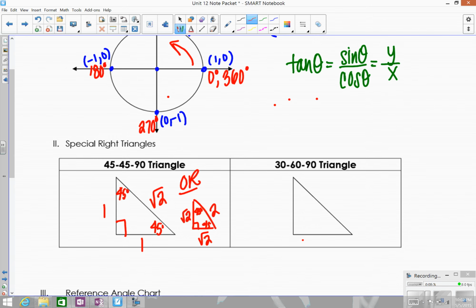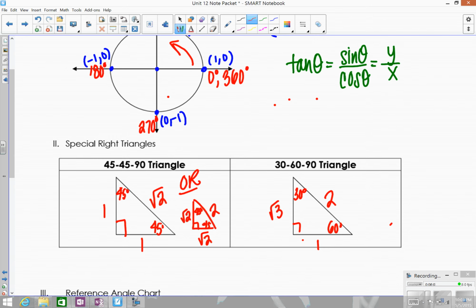And then the 30, 60, 90 triangle. So this is my 30 degree, 90 degree, 60 degree. When I'm looking at this, the 30, 60, 90 is in the ratio of 1, radical 3, to 2. Now, keep in mind in a right triangle, the hypotenuse is the longest side. So the longest side should be across from the largest angle. So 90 degrees is the largest angle. 2 is the largest side.